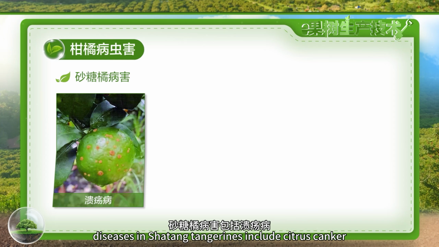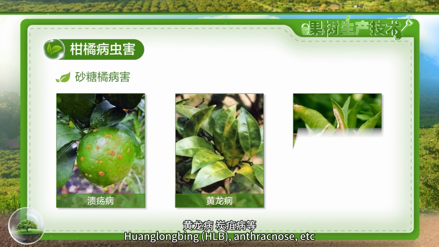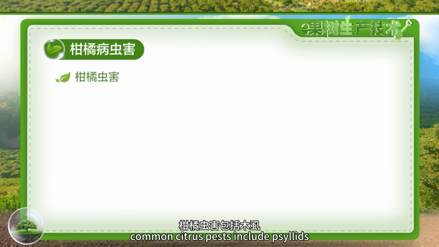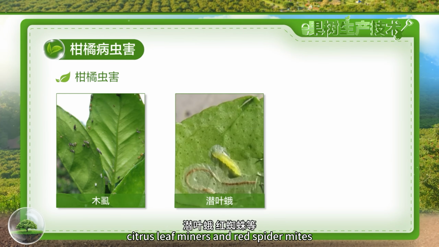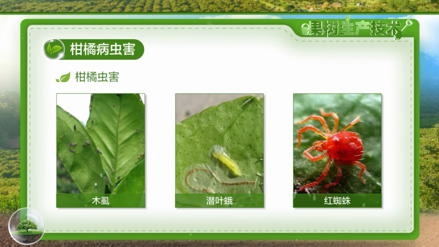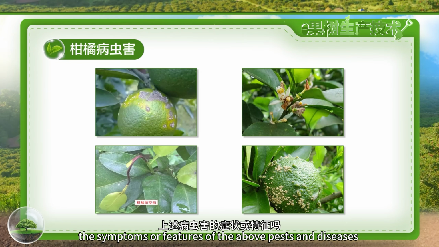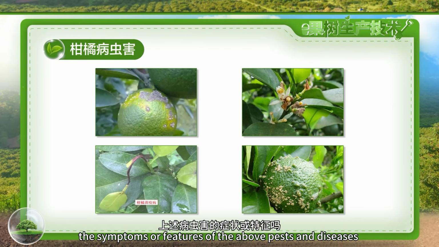Diseases in Shatang tangerines include citrus canker, huanglongbing, HLB, anthracnose, etc. Common citrus pests include psyllids, citrus leaf miners, and red spider mites. Please observe carefully, everyone. Are you familiar with the symptoms or features of the above pests and diseases?